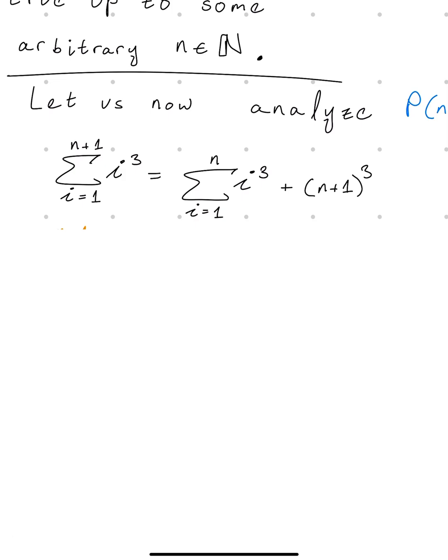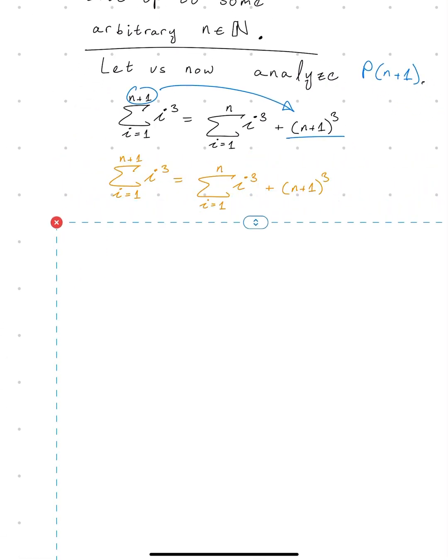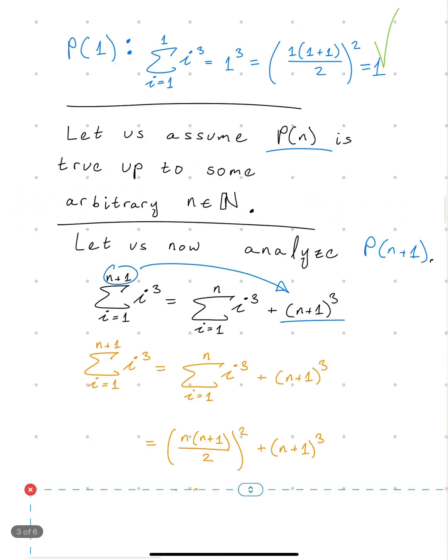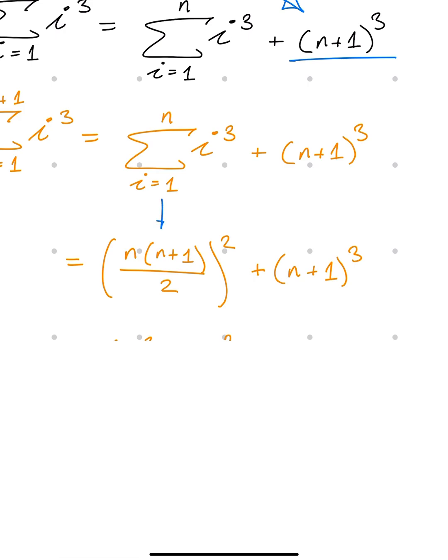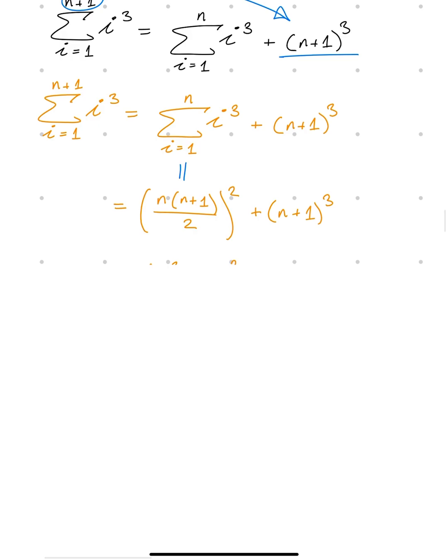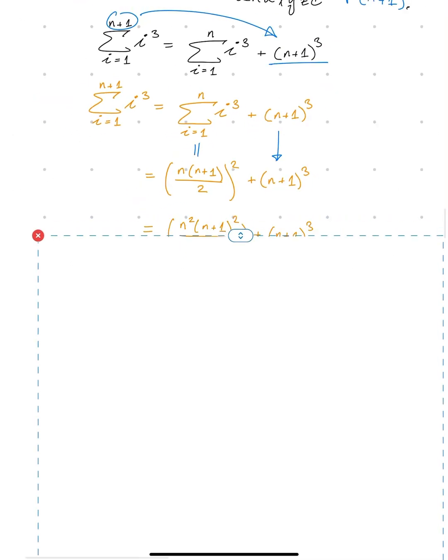And through the property of sums, we can split this n plus 1 out, and this is just going to give us the sum from i equals 1 to n of i cubed plus n plus 1 cubed. And now, if we look at this, we are going to use P of n to show that this is equivalent to n times n plus 1 all divided by 2, squared. And then we're going to carry this over as well.